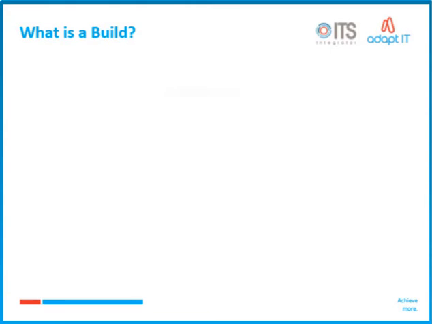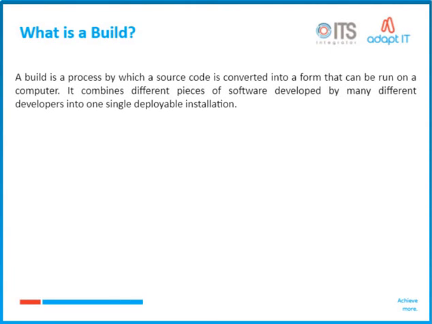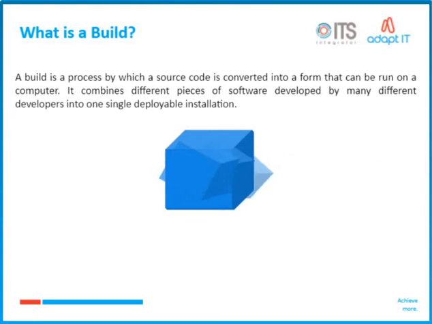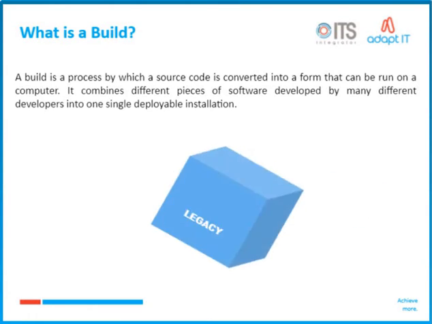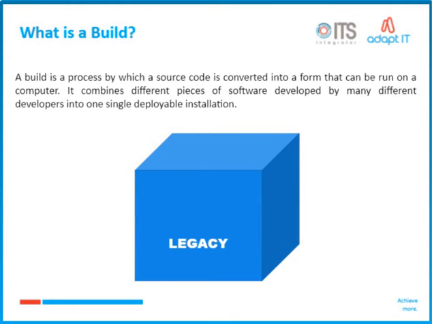What is a build? A build is a process by which a source code is converted into a form that can be run on a computer. It combines different pieces of software developed by many different developers into one single deployable installation. A build consists of two components: legacy, which are non-ADF-related objects, for example, C-type reports, form programs, etc., and ADF, which combines many different pieces of software developed by different developers related to any of the subsystems.